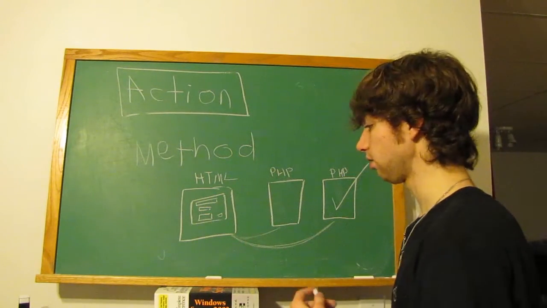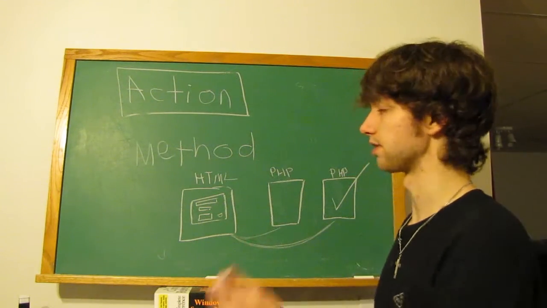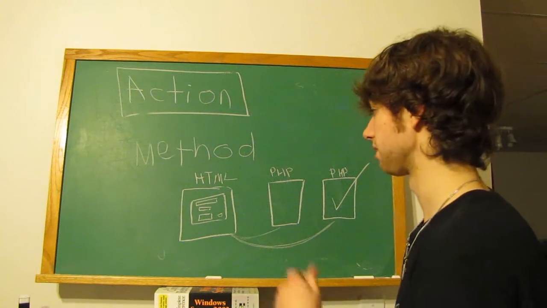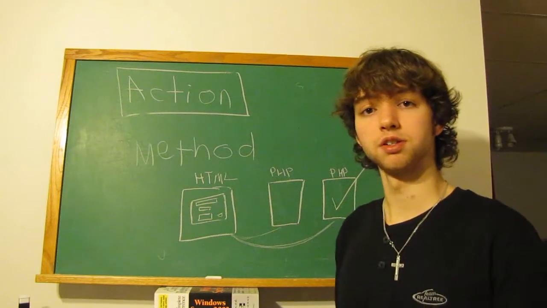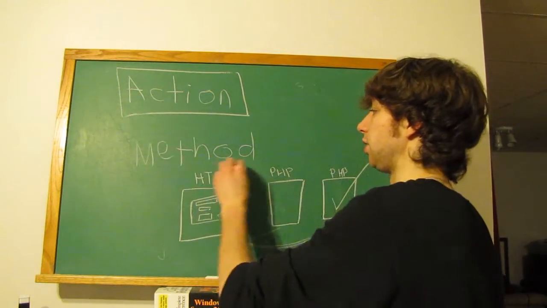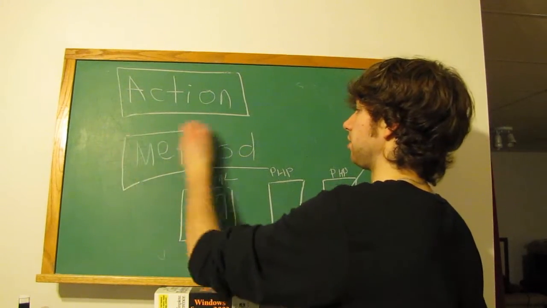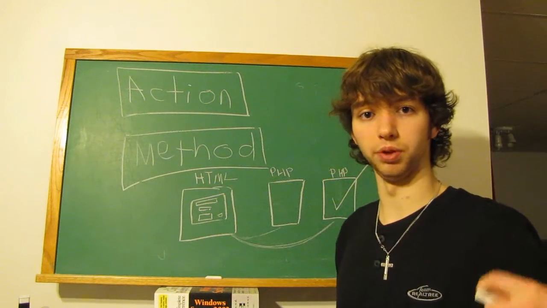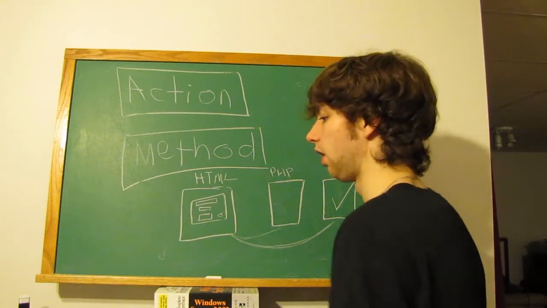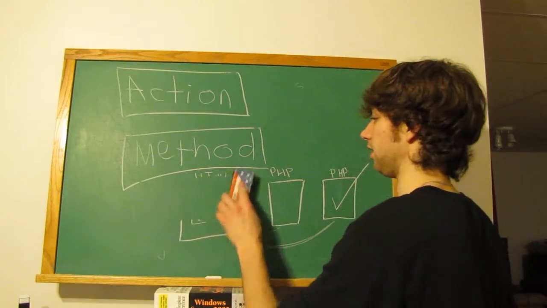Alright? So, I'm not going to be going through all the syntaxes and stuff because we just did that in the previous video and we'll be doing that in upcoming videos. I'm just explaining concepts. So when you create the HTML form, you have to put an action and you have to put a method. Basically, you just put that with the HTML form tag.